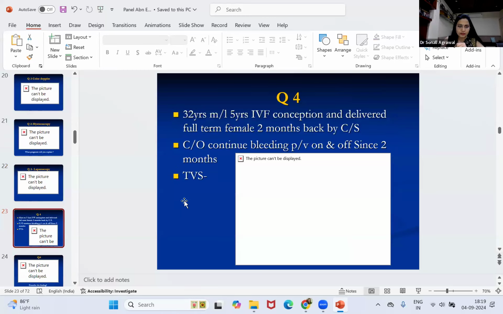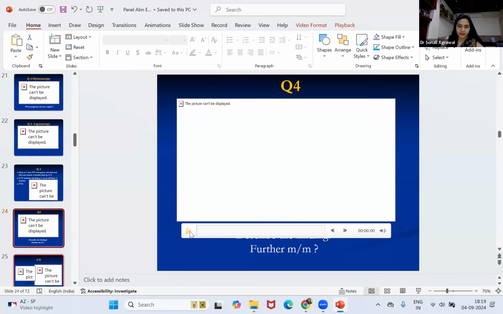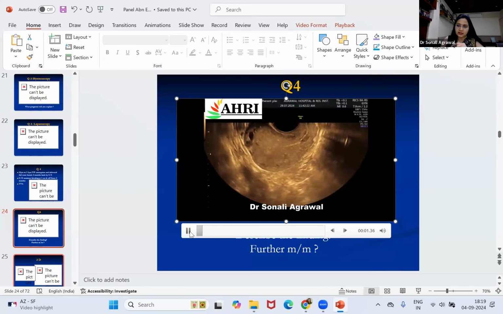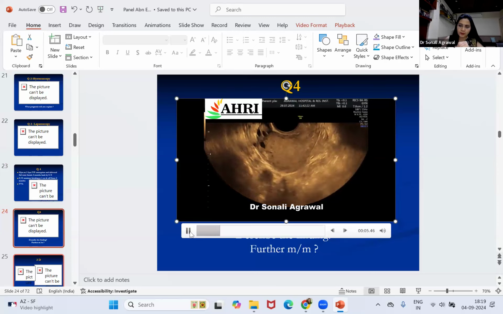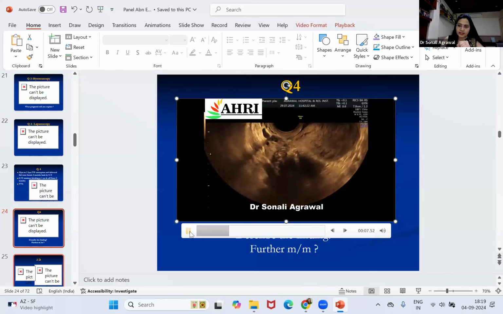Move on to our next question. A 32-year-old patient, married for 5 years, had an IVF conception and delivered a full-term female baby 2 months back by cesarean section. Now she complains of continuous bleeding PV, on and off, since 2 months. We did an ultrasound of this patient. That is the transvaginal picture of this patient.